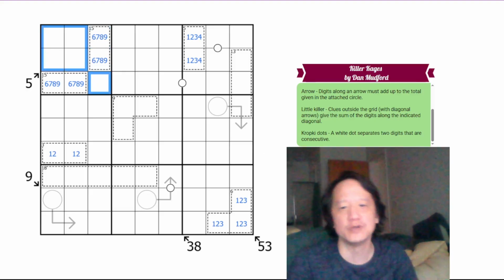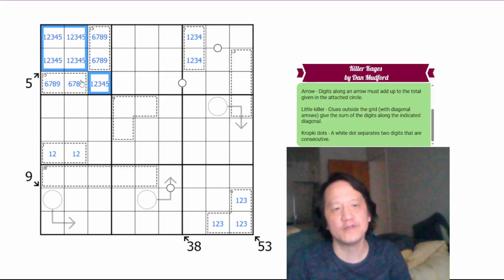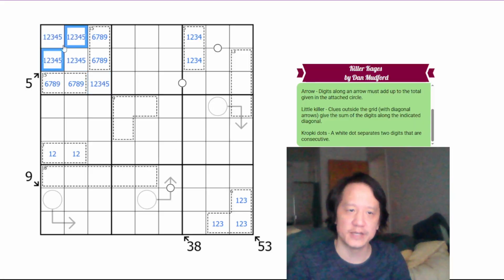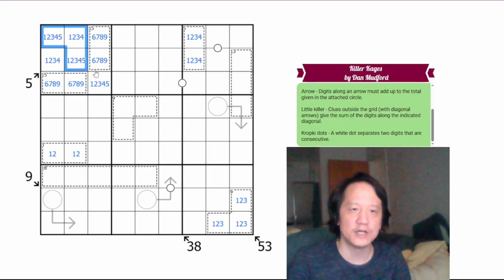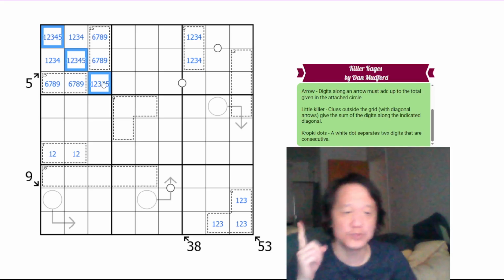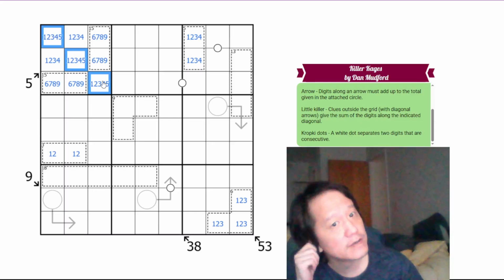So this must be 1, 2, 3, 4, 5. And we know these two digits add up to 5, so that has to be 1, 4, or 2, 3. That means the rest of these digits on this diagonal here, what do they add up to? Well, we have 15 already, times 2, and then 5. So that's 35 there, which means these three digits must add up to 10, right?